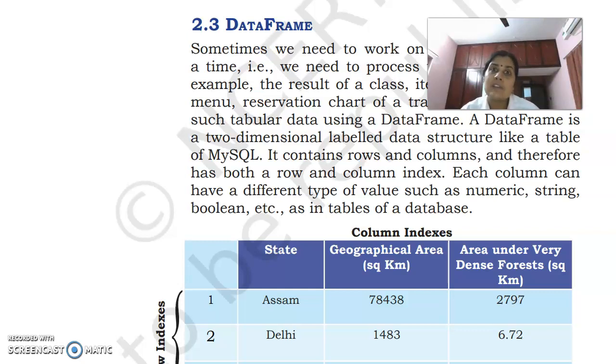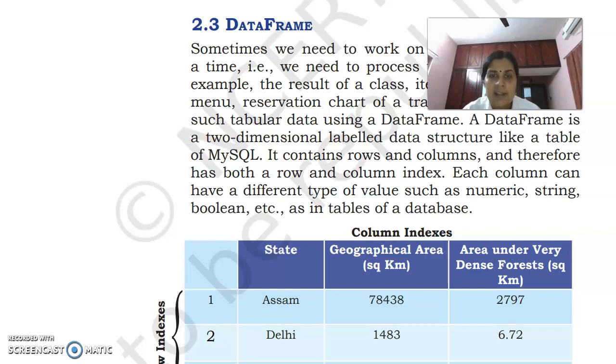If we need to process tabular data like students' records, there are many characteristics like roll number, name, register number, and marks, different marks, percentage. There are many details. So if you want to process tabular data like students' records, result of a class, or items in a restaurant, then we need a multi-dimensional array-like structure which is known as data frame. It is similar to our tabular data used in MySQL or a table. We all are using this in database.